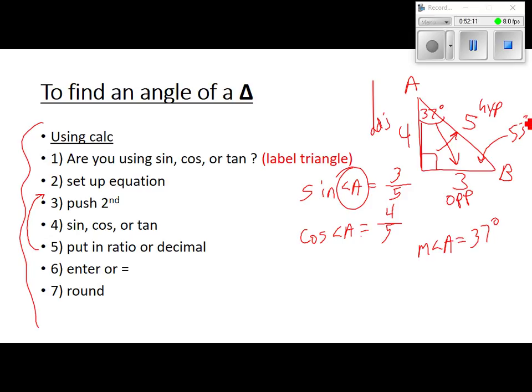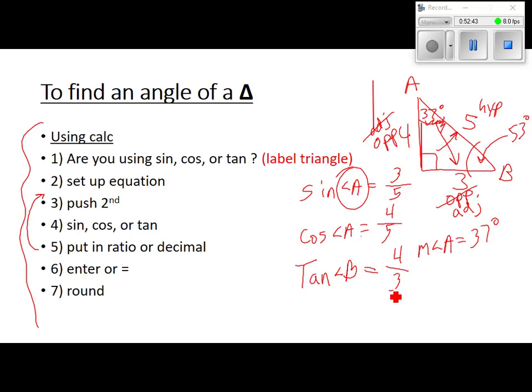Let's use tangent this time since we haven't used it. We got to change this. We're now dealing with angle B instead of angle A. What's this side going to become? Adjacent. What's this side going to become? Opposite. The TOA part, the tangent part, we set up our equation. Tangent, angle B, you're always going to set up this equation. Tangent angle B equals something over something. The TOA part is O and A, so opposite over adjacent. So what is it? 4 over 3.